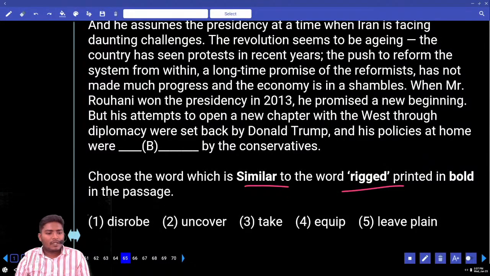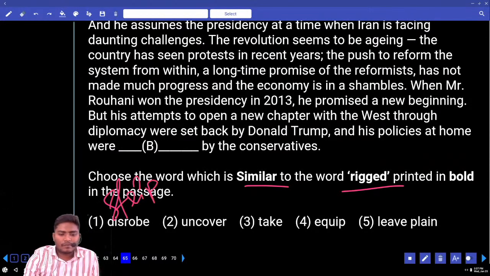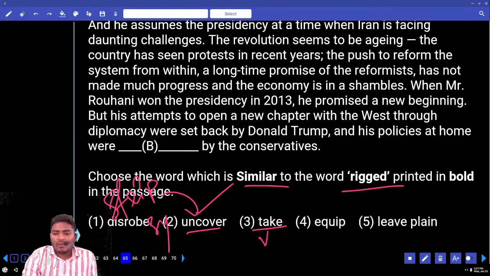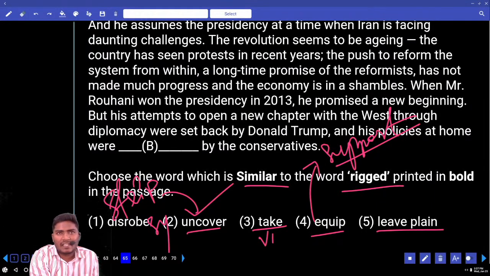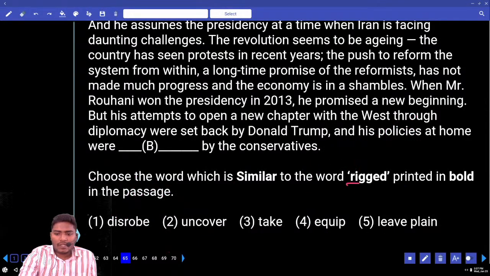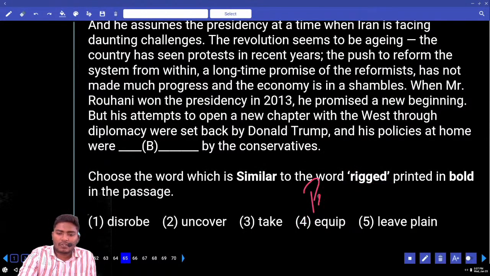Now tell me your answer. Disrobe. Disrobe is to strip, disclose, uncover and strip. Both of them are the same here. Take V1. Okay. Leave, plain, not relevant. Take is also not contextual. Equip is to support somebody. If you are equipping somebody, that means you are supporting somebody materially or logically, technically, whatever it is. So the only word that we can connect with rigged is nothing but equip here. Equip is to support or provide. You can also go with the meaning of provide. Answer comes with 4. Thank you.